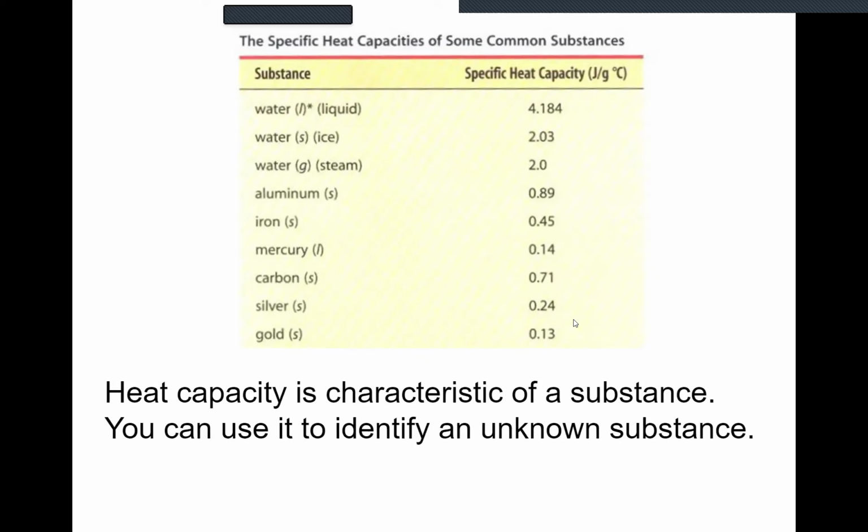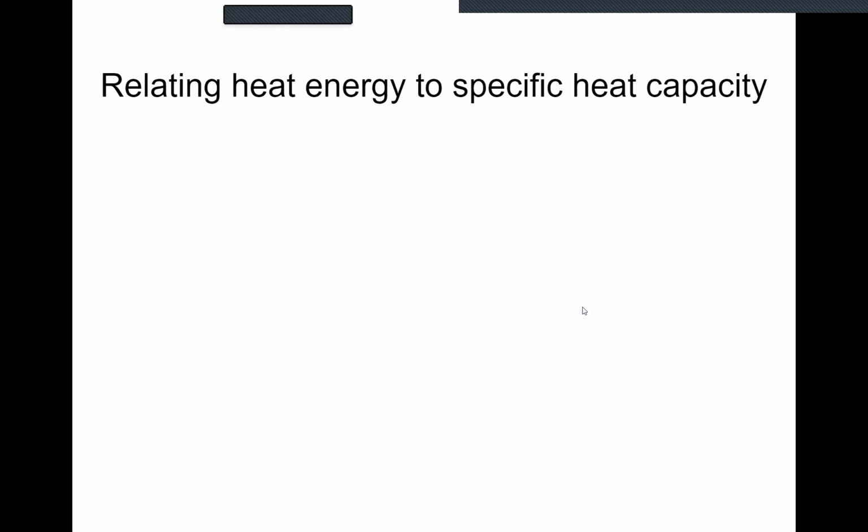You can use specific heat capacity to identify an unknown substance. In fact, we're going to use an equation in just a moment where we'll calculate the specific heat capacity of a substance. And there's a really cool lab called specific heat capacity of metals that we'll get to do in this class. Okay, so let's put some numbers to this.